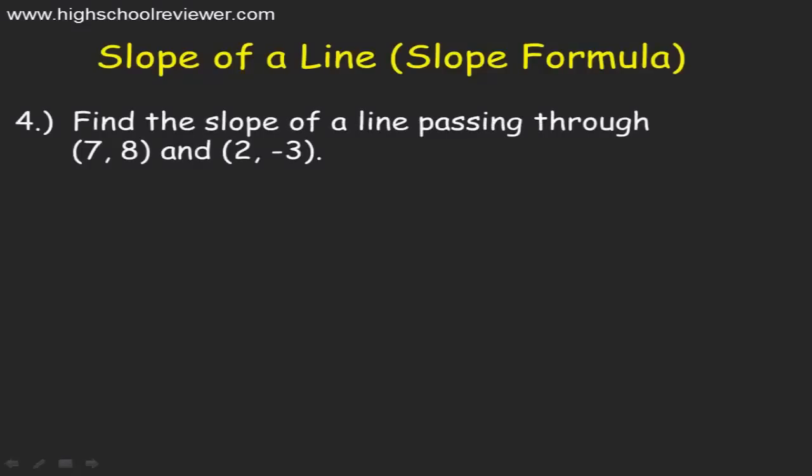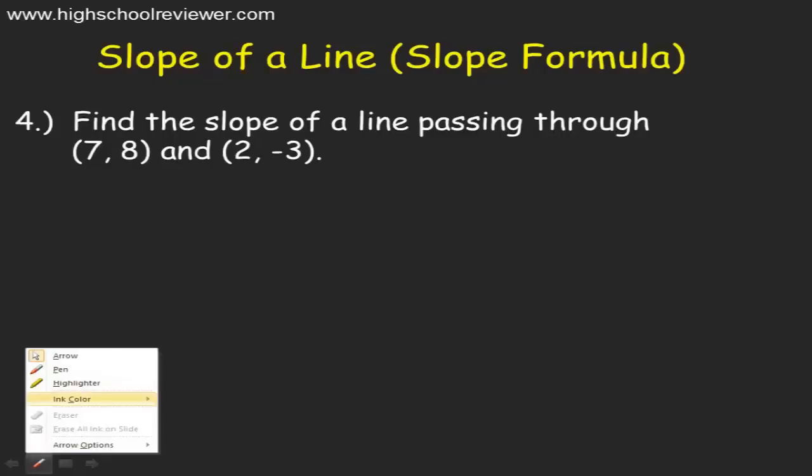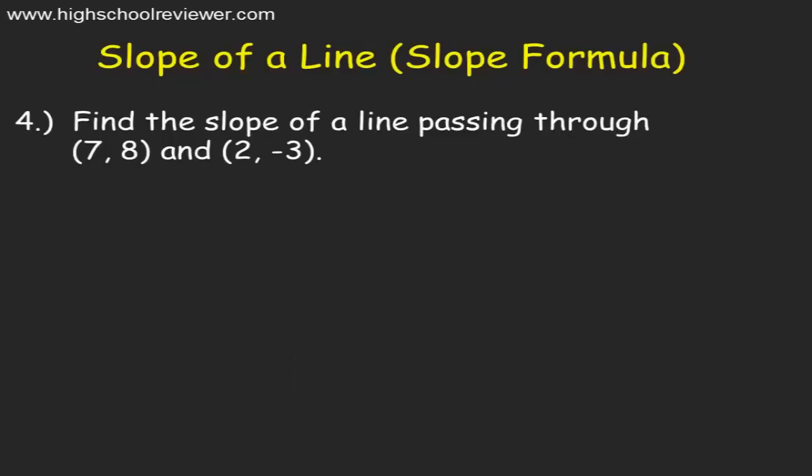Problem number 4. Find the slope of a line passing through points positive 7 and positive 8 and point positive 2 and negative 3. So again, let us identify the values of x sub 1 and y sub 1 and x sub 2, y sub 2. So positive 7, this is our x sub 1. Positive 8 is our y sub 1. Positive 2, this is our x sub 2. And negative 3 is our y sub 2.